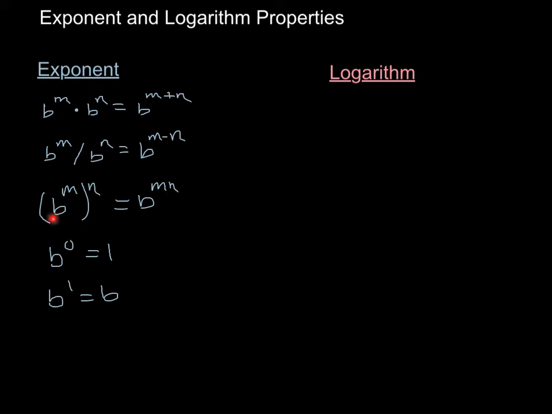If we have a base being raised to an exponent, and then that's being raised to another exponent, you multiply those exponents. And we know that anything to the 0 power is 1, and anything to the first power is itself. Now, I'm sure you remember from class me saying logarithms are equal to the exponent. That's basically because logarithms follow the same properties as exponents.